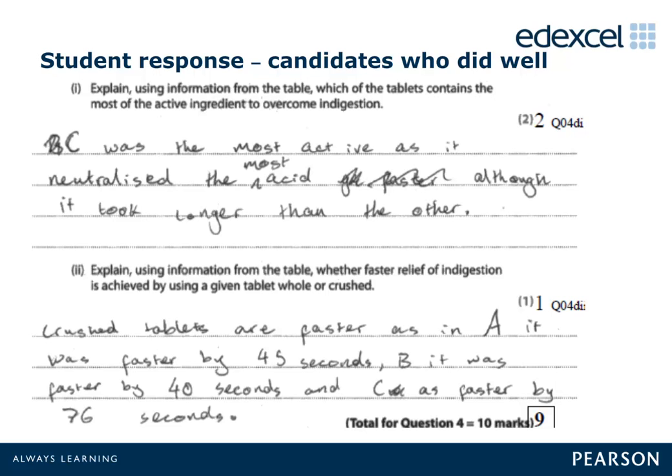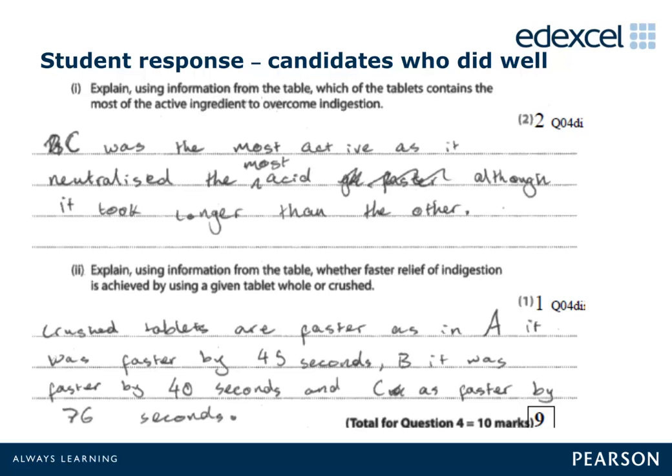In Part 1, candidates needed to analyze the information to explain which tablet contained the most active ingredient to overcome indigestion. This was given by the tablet neutralizing the greatest volume of acid, as shown by Experiment 2. In Part 2, candidates needed to analyze the information to explain whether faster indigestion relief was achieved by using whole or crushed tablets, as given by the times recorded for Experiment 1.